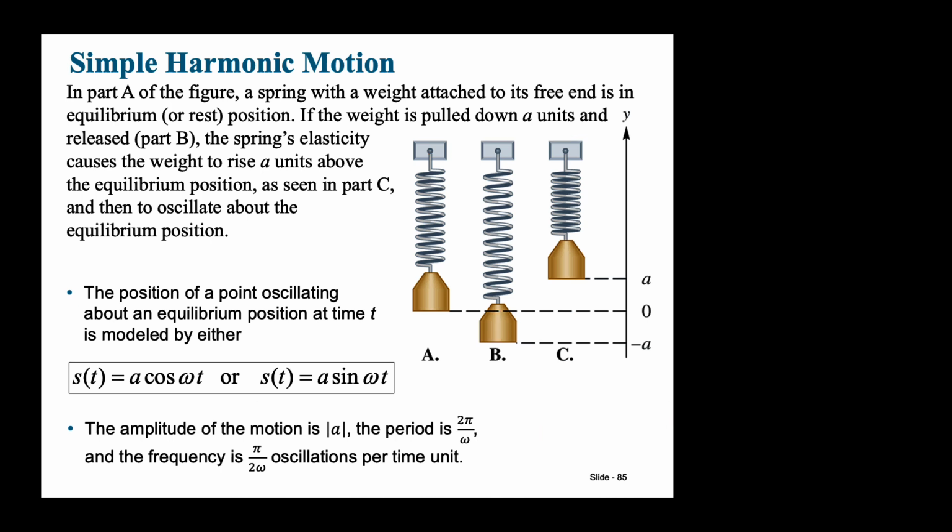The position of a point oscillating about an equilibrium position at time t is modeled by either s of t equals a times cosine of omega t, or a times sine of omega t. The amplitude of the motion is the absolute value of a, the period is 2 pi over omega, and the frequency is omega over 2 pi oscillations per unit time. I hope you can see some similarities to our ABCD process, when we were talking about amplitude and how B affects the period. You can see that here with omega in this simple harmonic motion example.